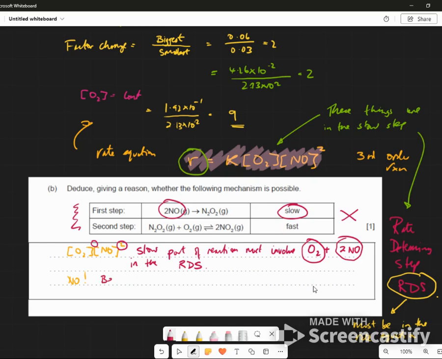Well, because according to the rate equation, an O2 molecule must be in the slow part of the reaction. All right. In other words, it must be in the rate determining step. Does that make sense? Any questions there? All right. Are we good? All right. The NO is there, but the O2 is not there.